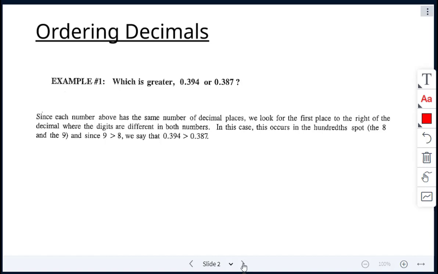So when we're looking at comparing decimals or ordering them, you always have to look from left to right. So start with your whole numbers and then move to your decimal places. So we have 0 and 0 in our ones place. Next, you will look at your tenths place. We have a 3 and 3 in the tenths place. Next, you'll notice we have a 9 in the hundredths place, and there's an 8 in the hundredths place for that one.